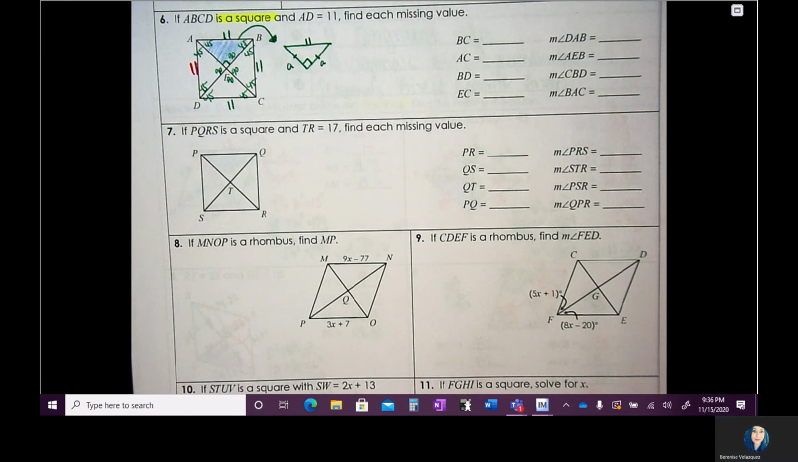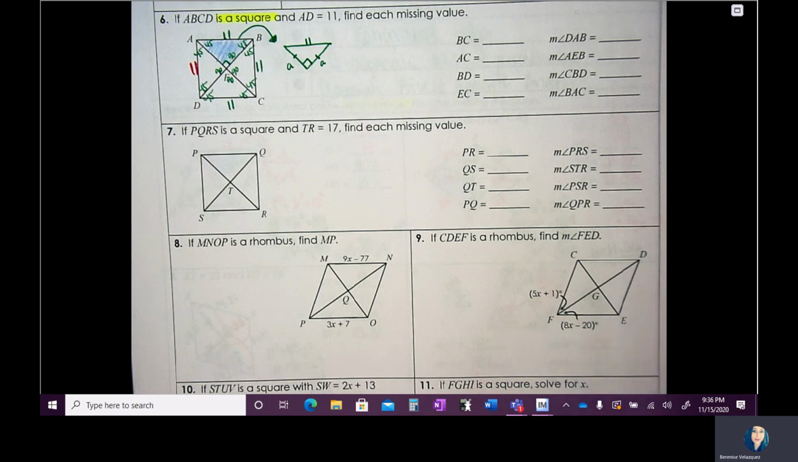So what we're going to do now is go through and see if we can use the Pythagorean theorem to get our answer. This is one way we could do it. There is another way.